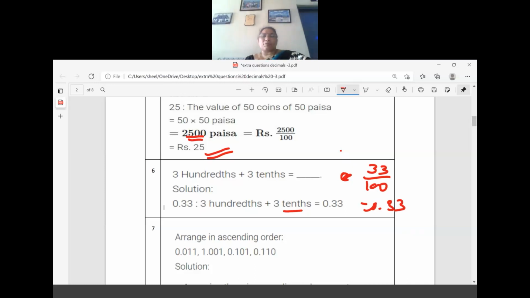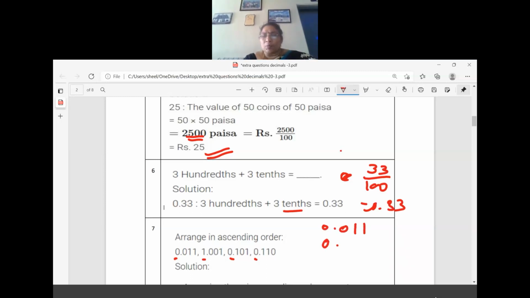Now we should identify which is the smallest. If you go for the ones place, everything is 0, here 1, and here 0, and here 0. So already we know which is the greatest number, right? Which is the greatest number? 1.001 only. So for identifying the smallest, we should compare digit by digit, right? So we will go one by one.